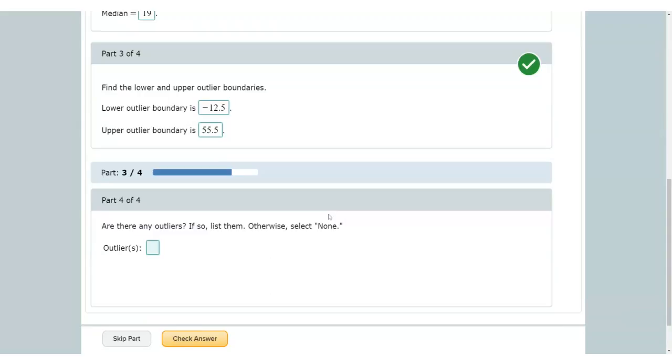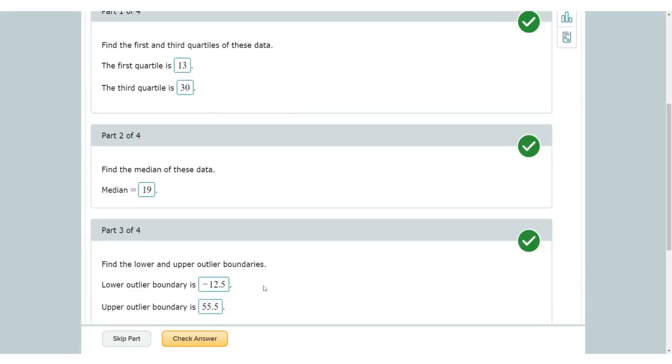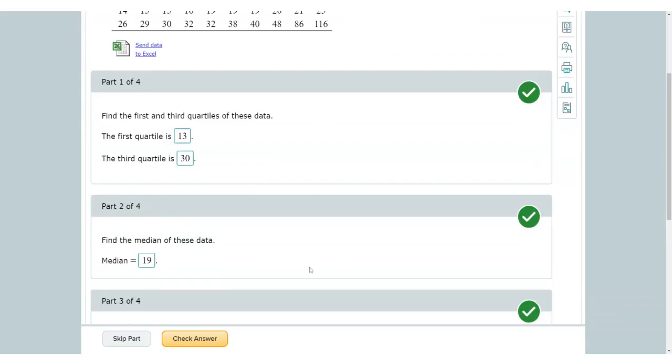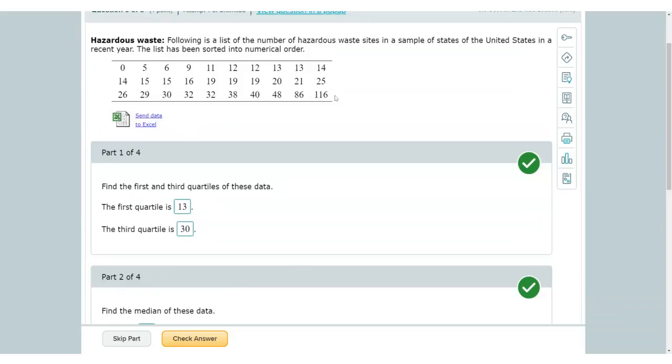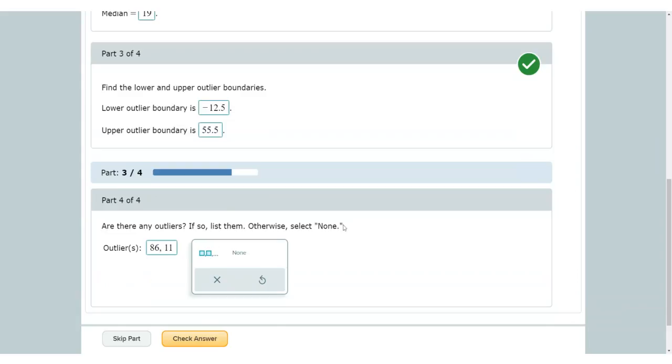Okay. Are there any outliers? Now, here's where we got to look. Thankfully, they've already got these sorted for us, so we don't even need to go back. So, since all of them are positive, there are no outliers on the downward side, see? Because the minimum piece of data was 0. But on the upper side, remember, the top side was 55.5. So what we've got are these two folks here, 86, because 48 is below 55.5, and those other two are above. So what are they? 86 and 116.